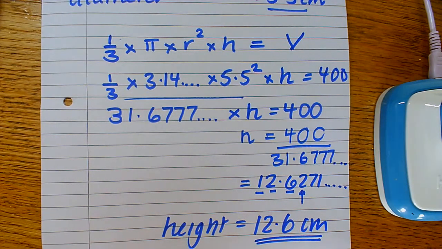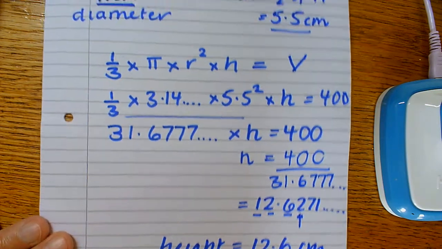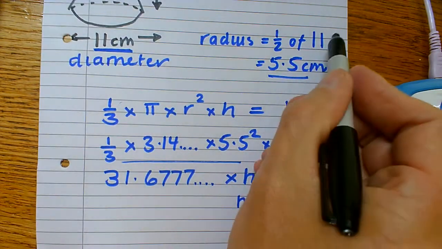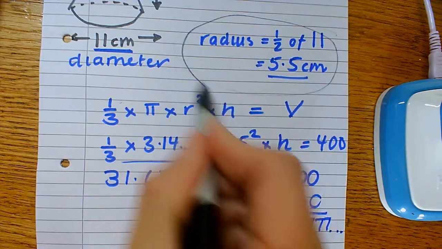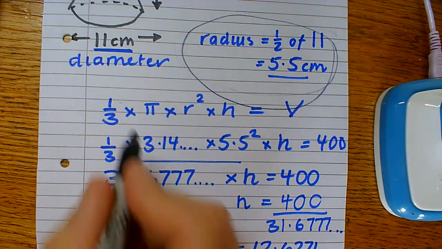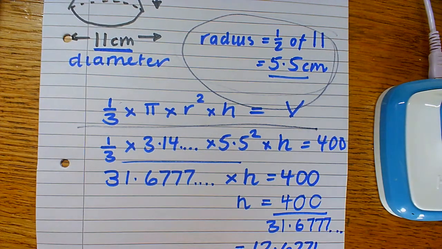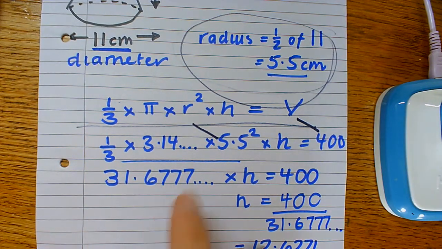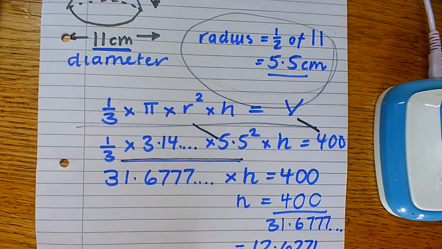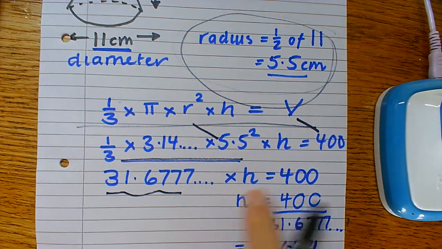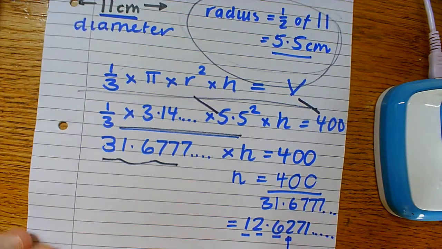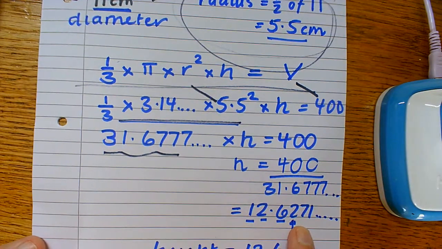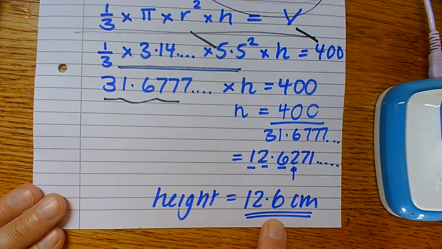So again, just reviewing what we did, it was important that we weren't caught out by the radius diameter thing. We got the formula written out. We filled in what we knew, which was the radius squared and the volume. We multiplied all these bits together to get the 31 times the height makes 400, did the divide, got a nice accurate answer and rounded it off as required.